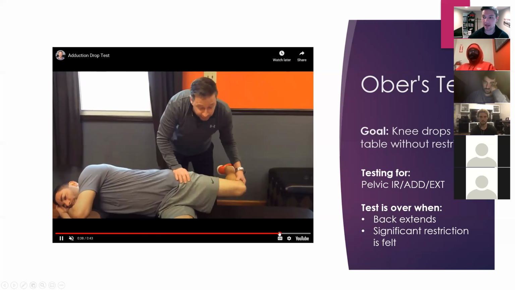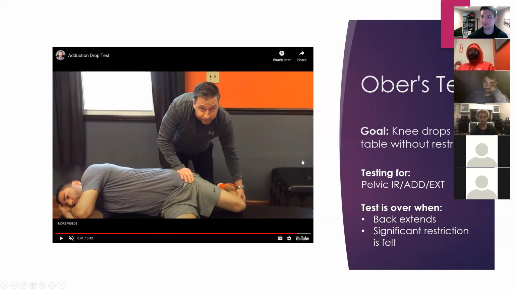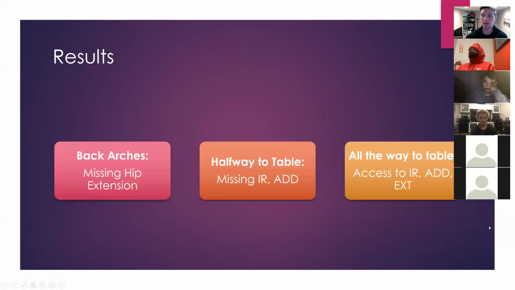Did you guys see how easy that dropped? If it was sticky, if it felt a little janky, then that's probably not a pass test. I would say it needs to feel pretty smooth, and it shouldn't be through any conscious input of them. They shouldn't be trying to help you get that leg down. So if their back arches, they're missing hip extension. If they're halfway to the table, they're missing IR and adduction. If they get it all the way to the table, you know that they can access these three things based on this test. But we also use other tests to cross-reference.